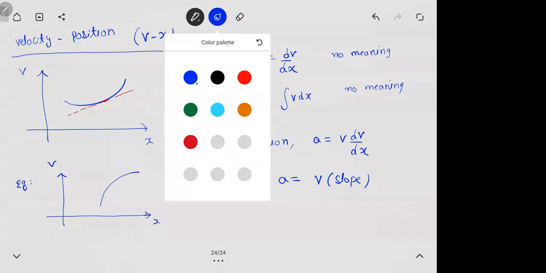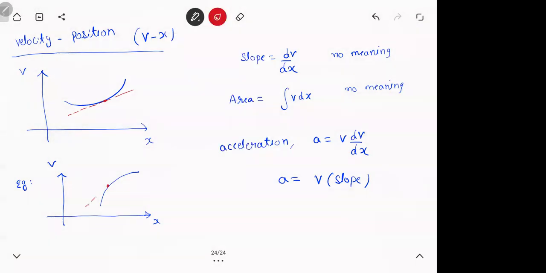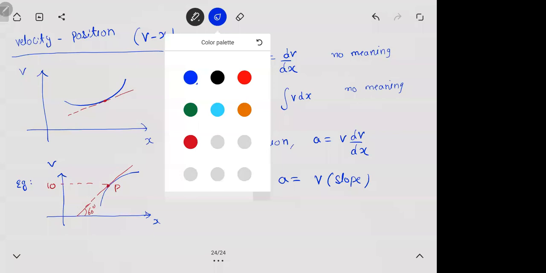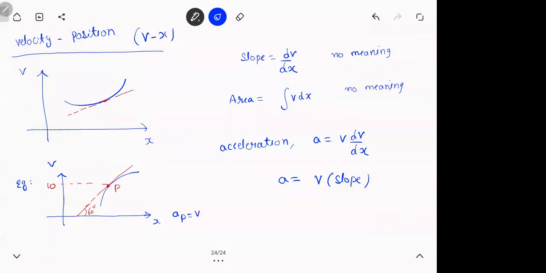Example, let's say this is a graph and there's a slope here. This is 60 degrees given. And this velocity is 10. This is point P. So acceleration at P is velocity at P into slope at P. Velocity at P is how much? 10. Slope at P is how much? Tan 60, 60 is given, okay? So that will be 10 root 3.